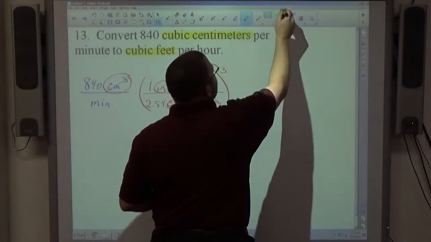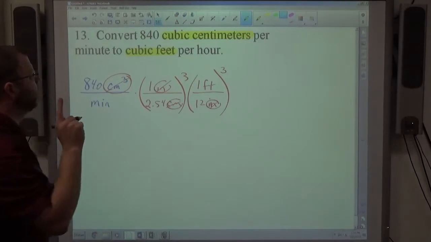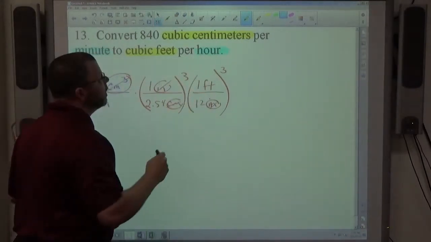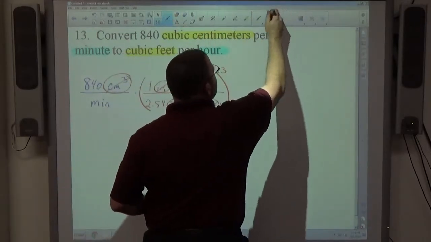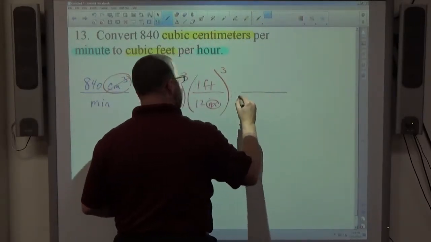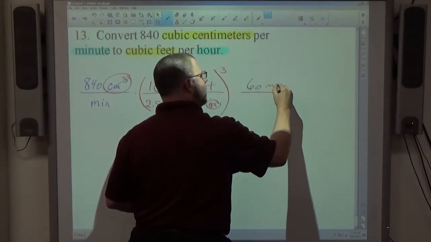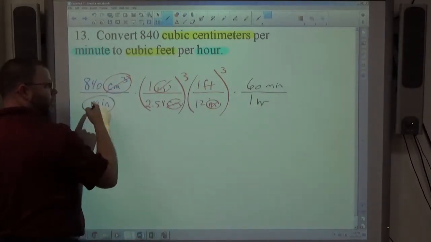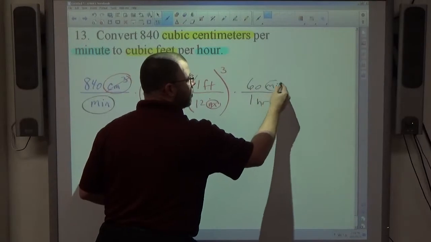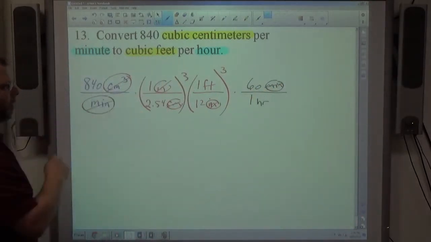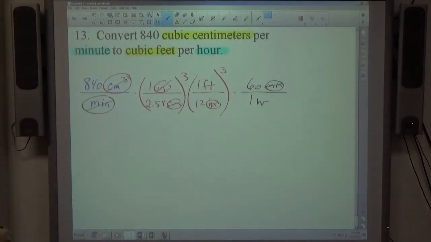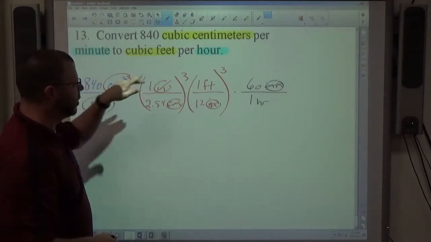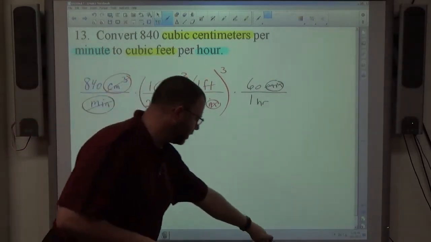The other conversion going on here is we're trying to change per minute to per hour. And that requires me to use the fact that there are 60 minutes in 1 hour. Notice that this is minutes, not cubic minutes. This is also minutes, so that multiplier doesn't have to be cubed. That's perfectly fine the way it is. So both of these got cubed because we're dealing with cubic units. This is not cubic, so we just get 60 times happening there.